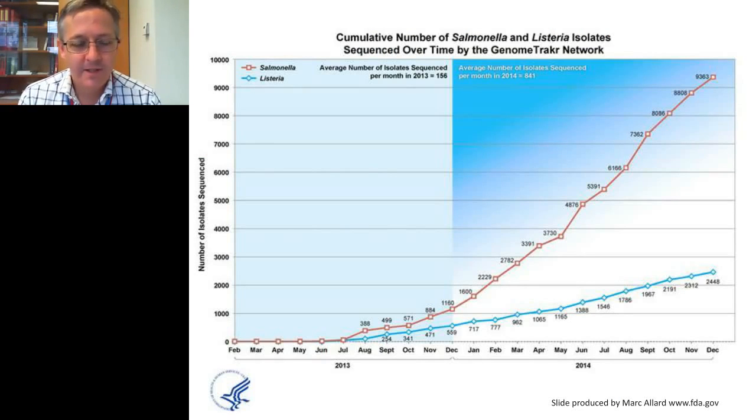Just to give a sense of the volume of this sort of thing, this is up until December last year, the number of isolates of Salmonella and Listeria which are now in the Genome Tracker network. It's well over 10,000 Salmonella isolates now and well over 2,500 Listeria isolates, just showing the volumes that are now being uploaded, and there's been this rapid increase over the last 18 months.